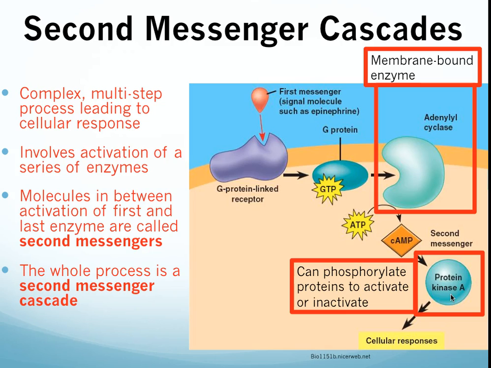For example, if we have a second messenger cascade that ultimately leads to the activation of protein kinase A, now we have this PKA enzyme that can go and add phosphate groups onto lots of different stuff. We might have an ion channel over here, and if we phosphorylate that ion channel on the inside, it may cause it to open and allow passage of ions. It may cause it to become inactivated so that it can't function anymore.